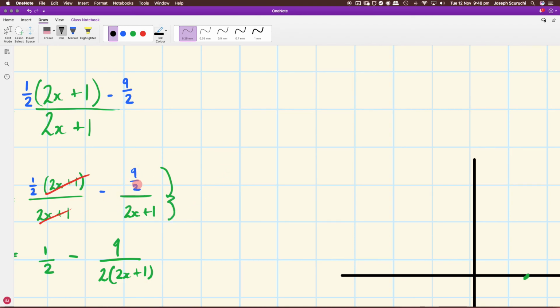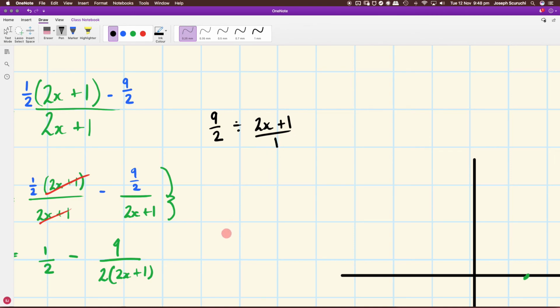So what this is telling me, if I was to write this in really plain English, is 9 over 2 divided by 2x plus 1. Now hopefully I could do this and no one would get confused because any number divided by 1 is just itself. 2x plus 1 is the same as 2x plus 1 over 1.